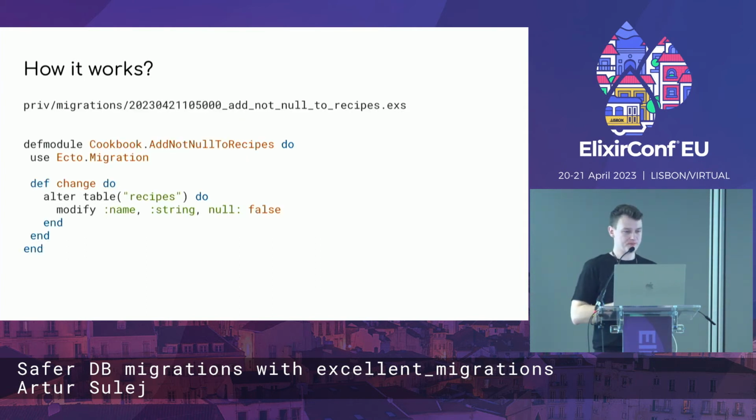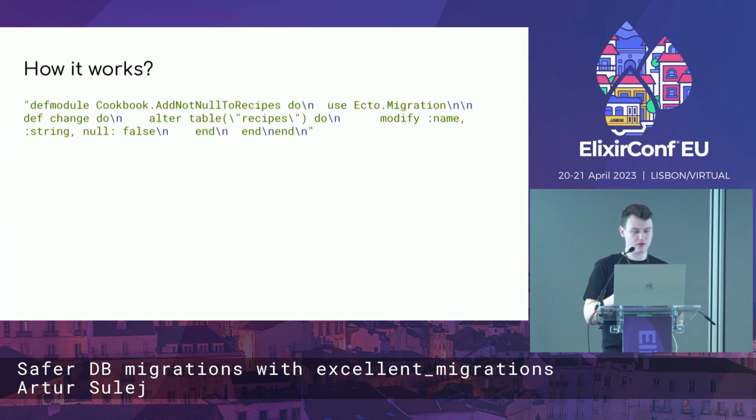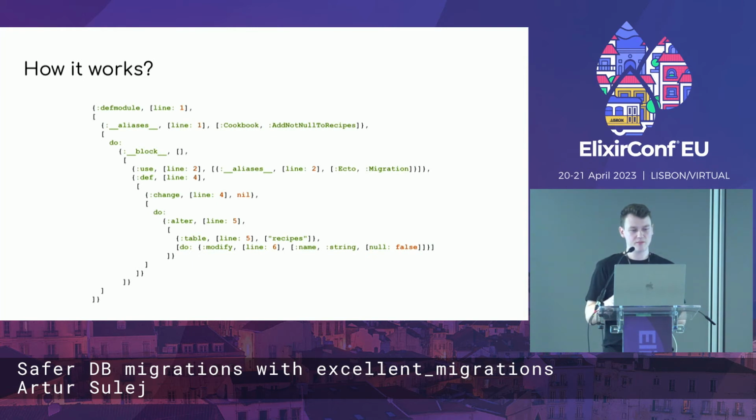So here's the example migration that you have seen before. The file is found. The content is read. We have a string that looks like this. In the next step, it's converted to an abstract syntax tree. And in this tree, we are looking for this tuple with the modify atom.